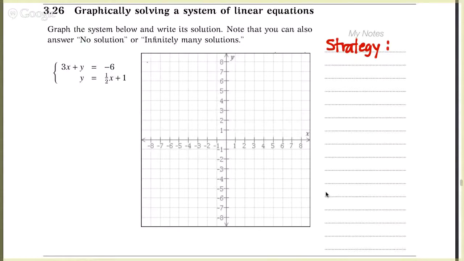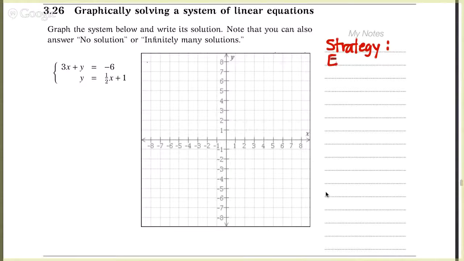So taking a look at what we have here, we have two equations, 3x + y = -6 and y = 1/2 x + 1. And the question is, how do we find an ordered pair (x, y), in other words, a value for x and a value for y, which is going to satisfy both of those equations simultaneously? The question prompt asked us to graph the system and write its solution.